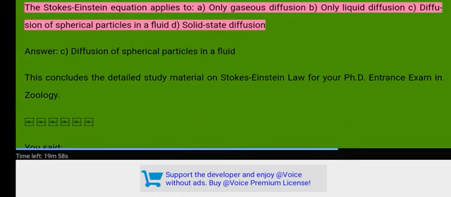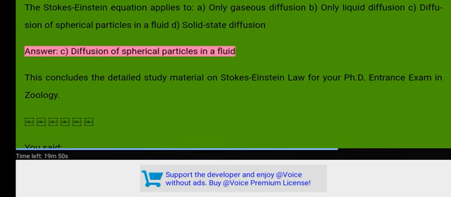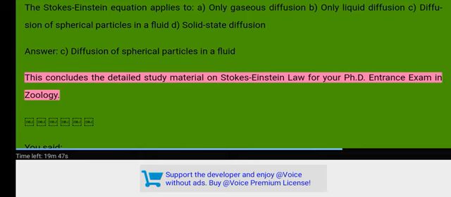The Stokes-Einstein equation applies to: A. Only gaseous diffusion. B. Only liquid diffusion. C. Diffusion of spherical particles in a fluid. D. Solid state diffusion. Answer: C, diffusion of spherical particles in a fluid. This concludes the detailed study material on Stokes-Einstein law for your PhD entrance exam in zoology.